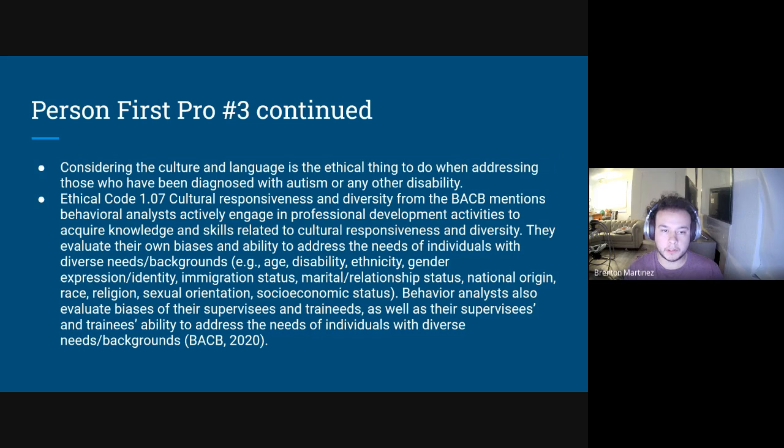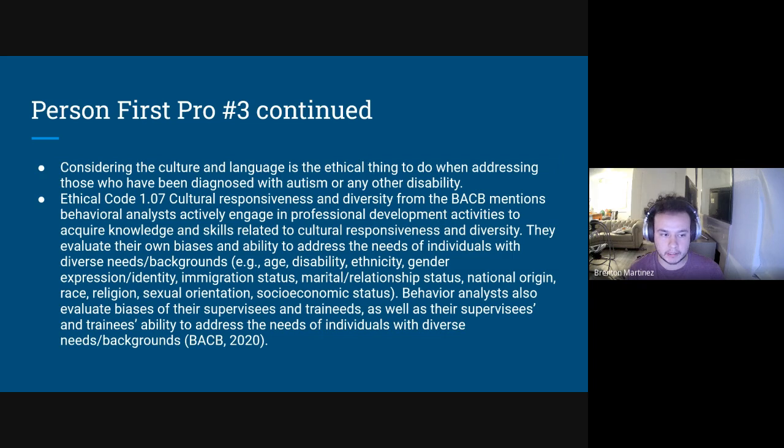It is always important when working with people with disabilities to consider the culture and language. It is the ethical thing to do when addressing those who have been diagnosed with autism or any other disability. An important code from the BACB is Ethical Code 1.07 that says it is important to have cultural responsiveness and diversity when working and engaging in a professional setting, such as working with those with autism or other disabilities.